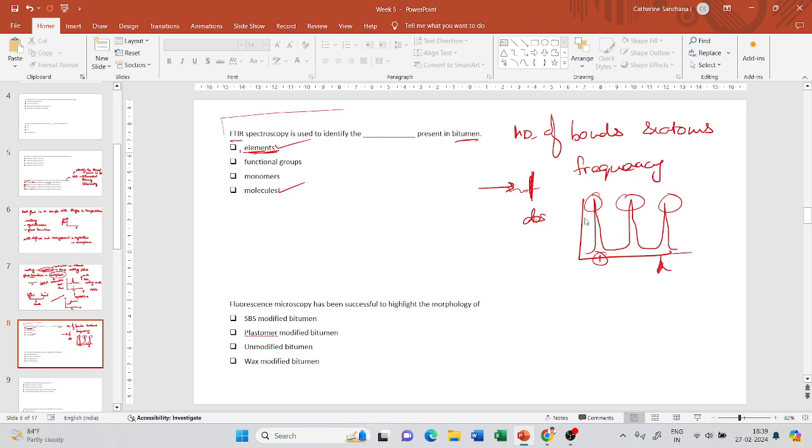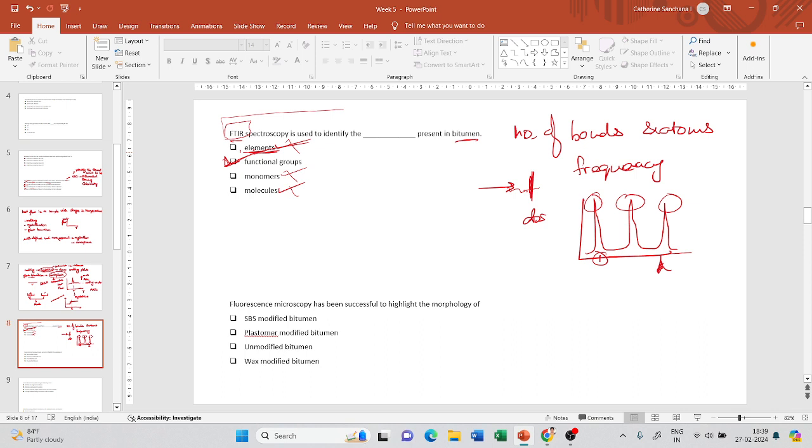So depending upon the wave number at which a peak occurs, this technique can be used to identify the functional groups in bitumen. That is what FTIR spectroscopy is used for. The full form stands for Fourier transform infrared spectroscopy. So the answer to this is functional groups.